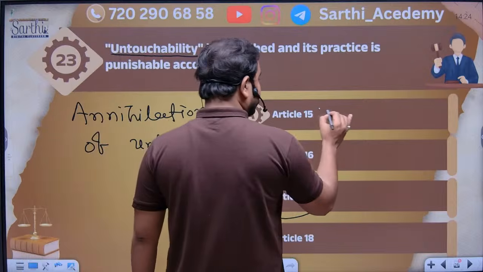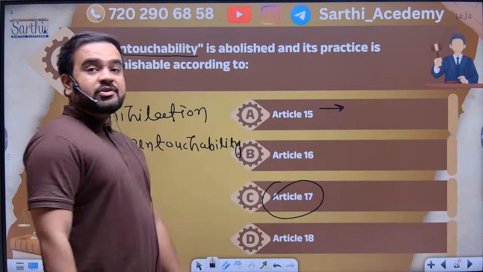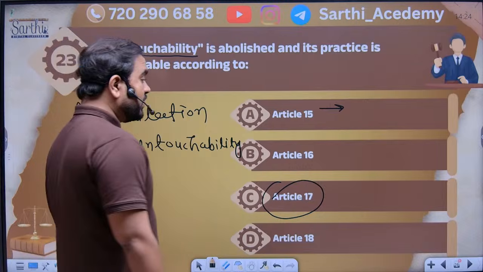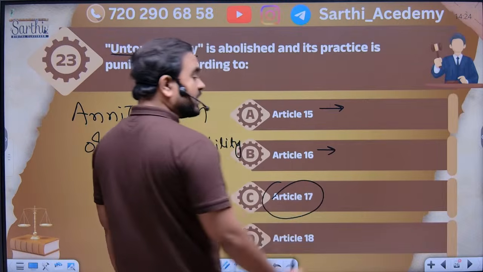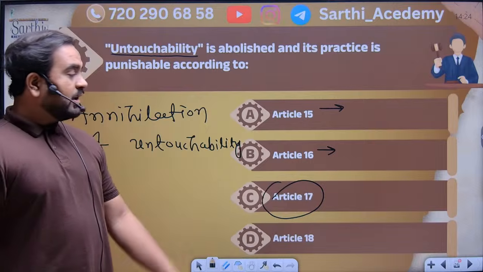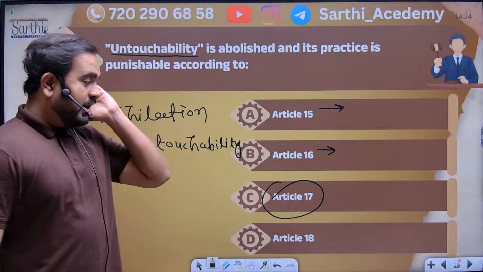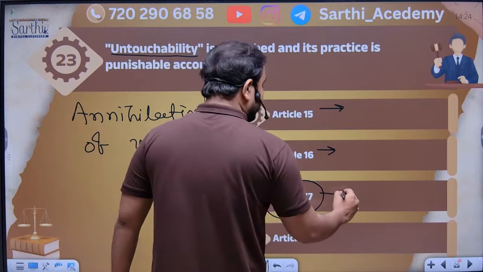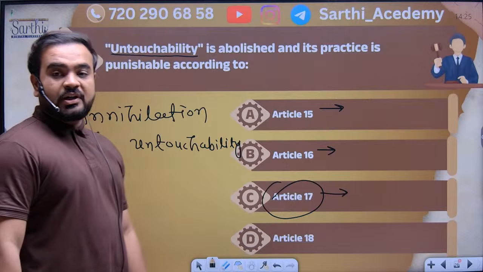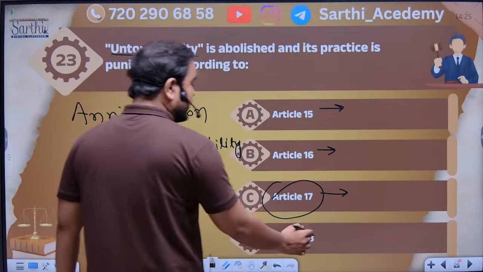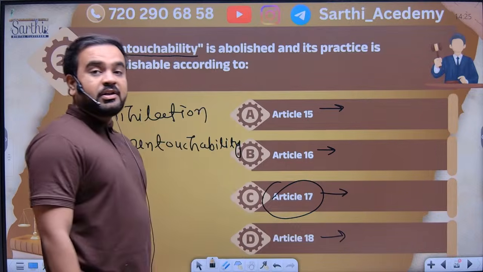Article 15 is actually protection against discrimination. Article number 16 is right to public employment, equality in government employment. Article 17 deals with the abolition of untouchability. Article number 18 deals with the abolition of titles.